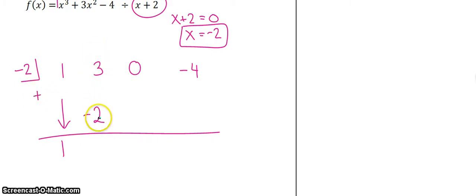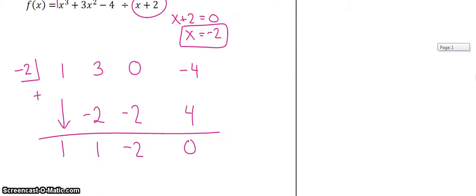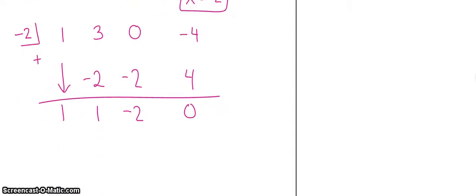So 3 plus negative 2 gives me 1. And you're just going to repeat this process. Multiply with the box number, gives me negative 2, add down the column. 0 plus negative 2. Again, multiply, you get 4, add down the column, and you get 0. And that's pretty much a synthetic division process, except for the fact that I didn't really answer the question because I didn't write a polynomial at the end.